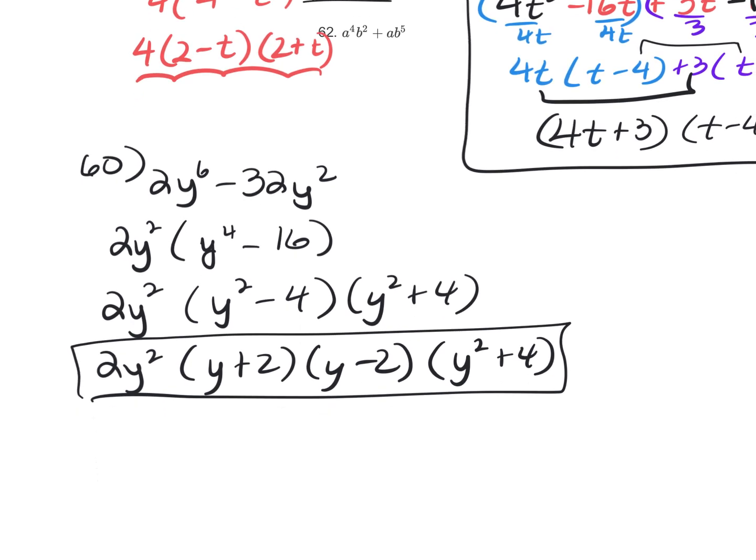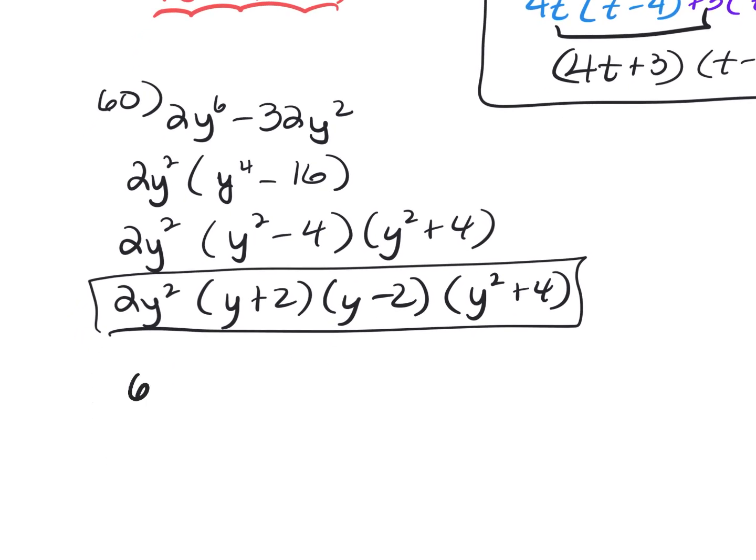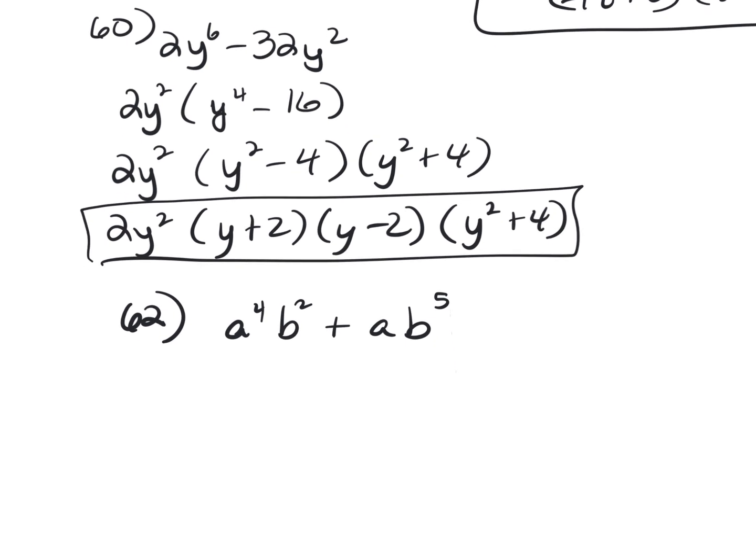So then number 62, this one has a to the 4th b squared plus a b to the 5th. So the only thing we're going to do here is factor out a GCF first. You should always look for a GCF first. So my greatest common factor here is going to be a b squared.